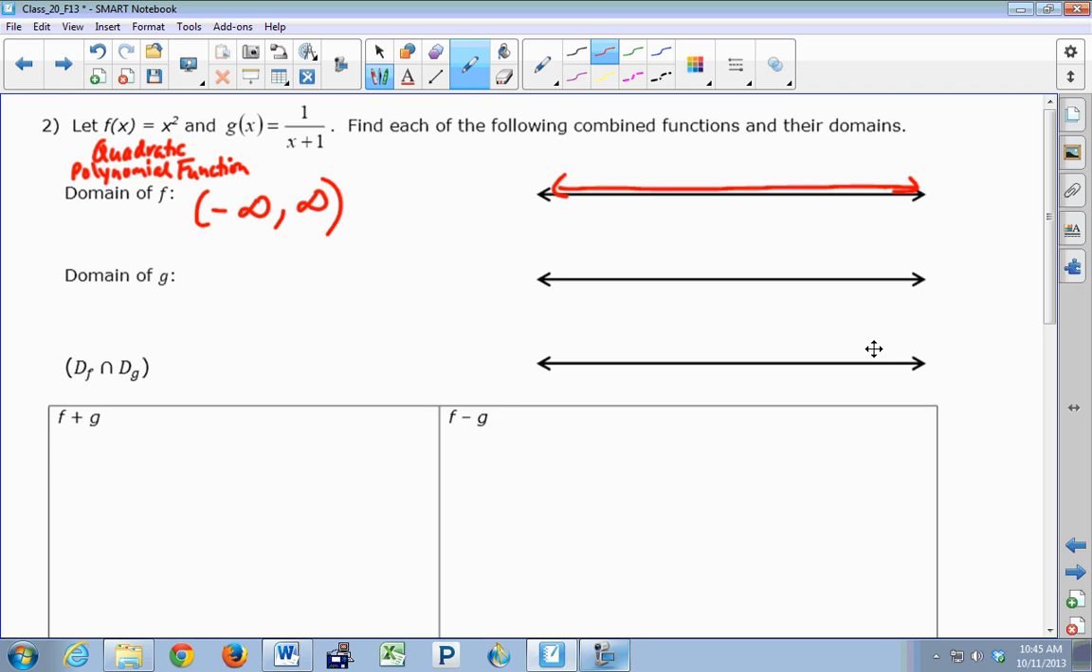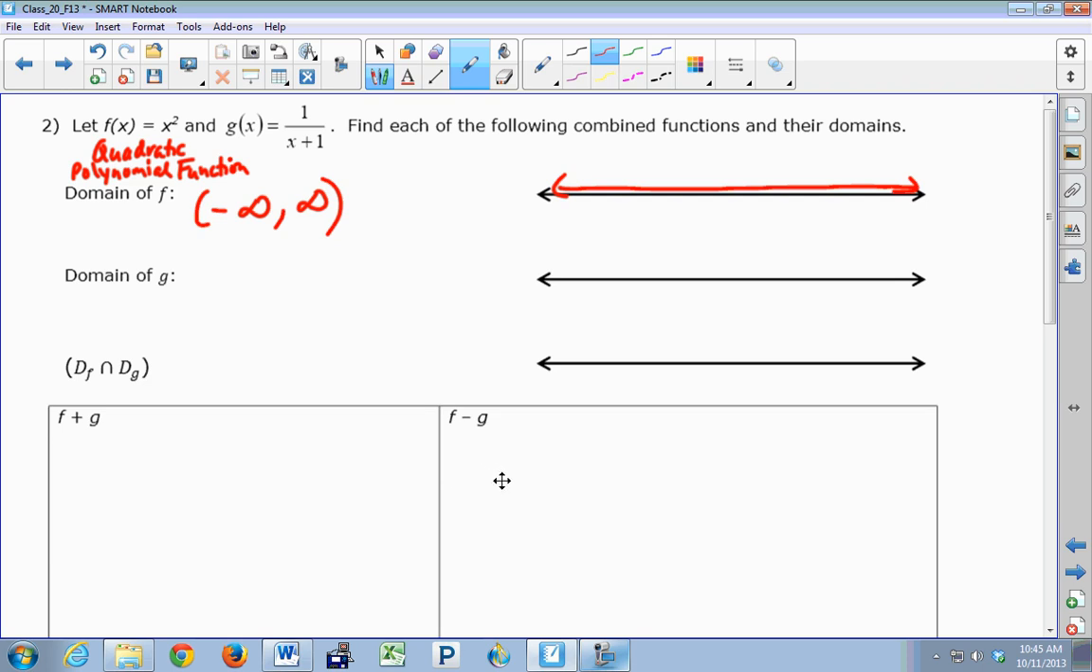Now g of x isn't a polynomial because you have x plus 1 in the bottom. So you could write that as the quantity x plus 1 to the negative 1 if you wanted to. It's definitely not a polynomial because it has a negative exponent, or it has your expression in the denominator. So does anybody remember what name we give to this particular function here?